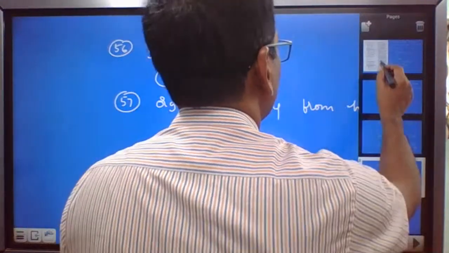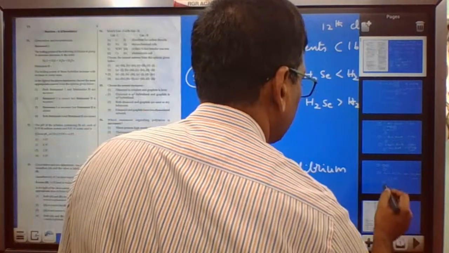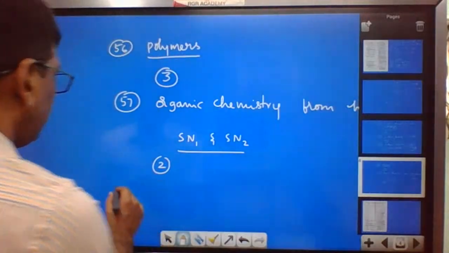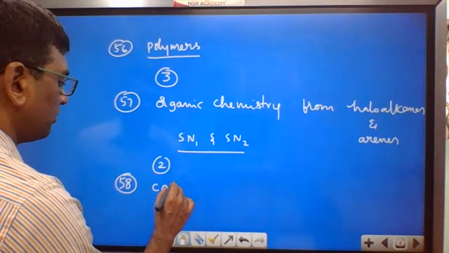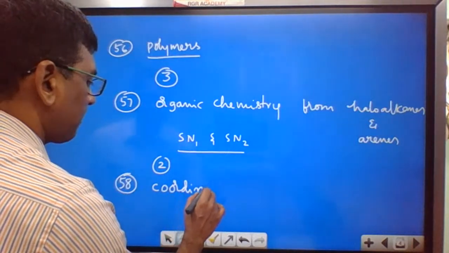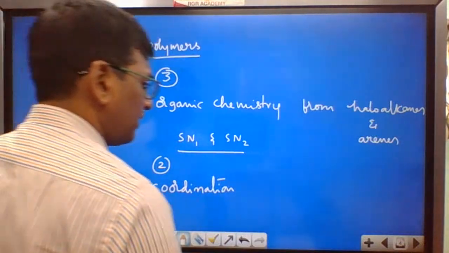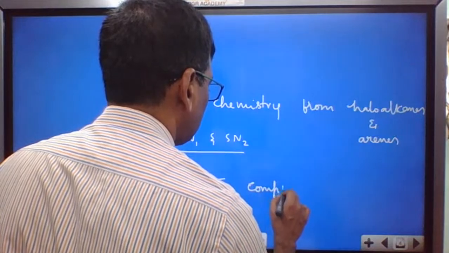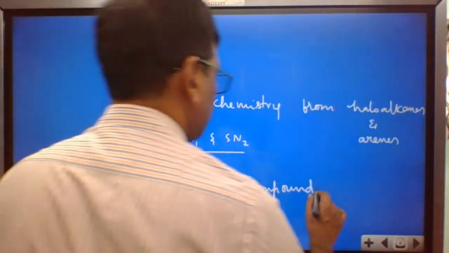Now let us go to the next question, that is question 58. It is given from coordination compounds. Coordination is a very important chapter for the NEET examination. Generally they will ask 2 questions. As usual, we are seeing a question on coordination compounds.